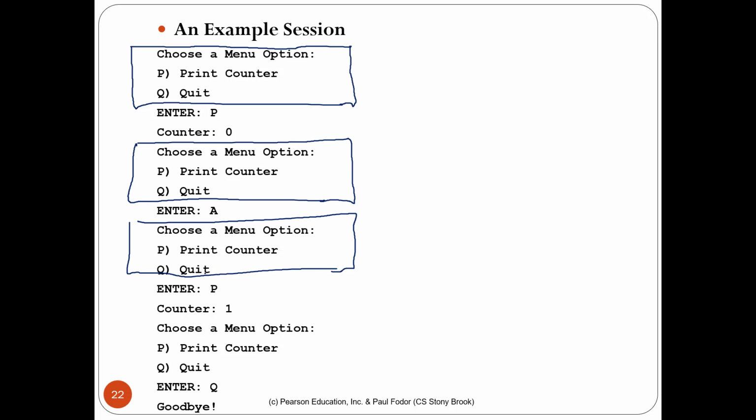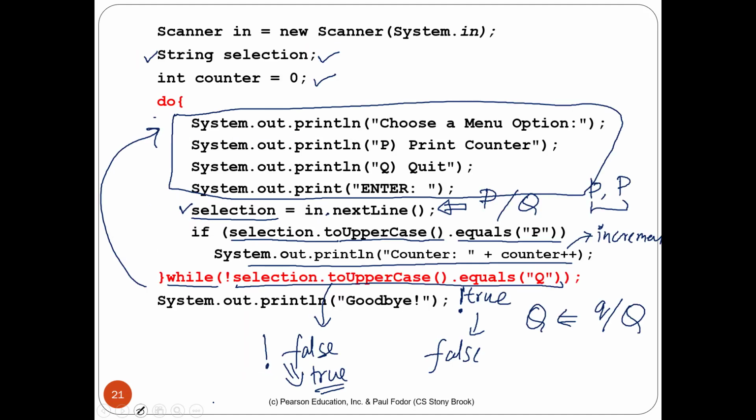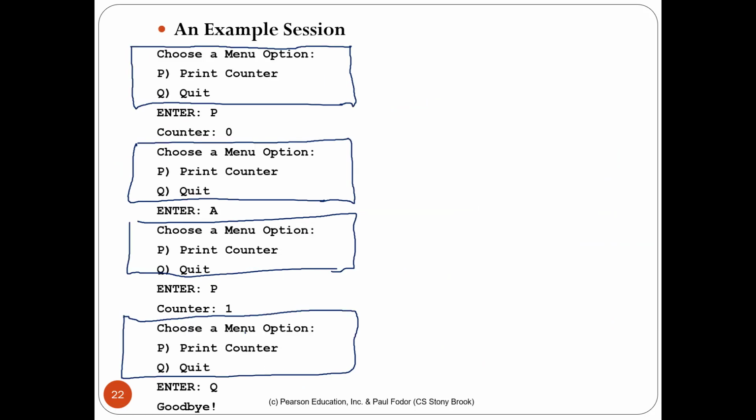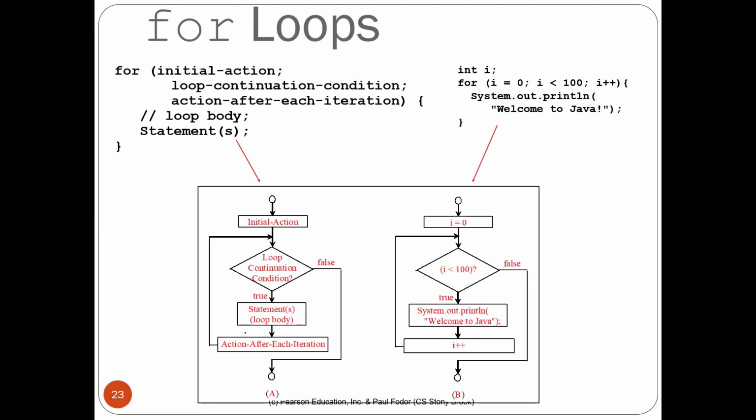Now if you say P, then the counter has been changed to 1. Okay, so the counter is equal to 1 is printed out and you get the menu again. Alright, and then when you say Q, then it will say goodbye. Where do we have goodbye? We have goodbye right here towards the end of your program. It's a very interesting program actually, so please try that and try to understand what we are doing.